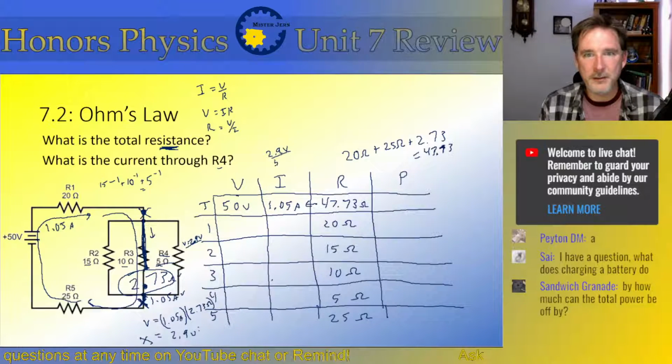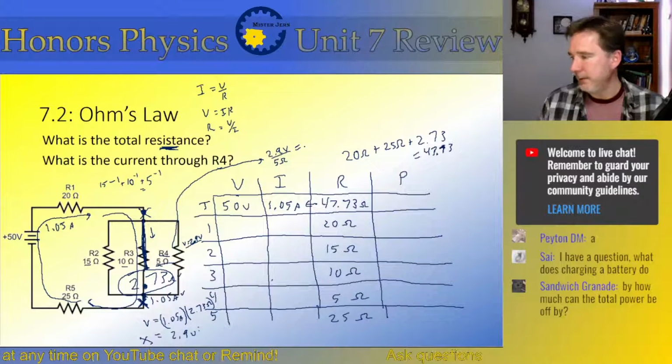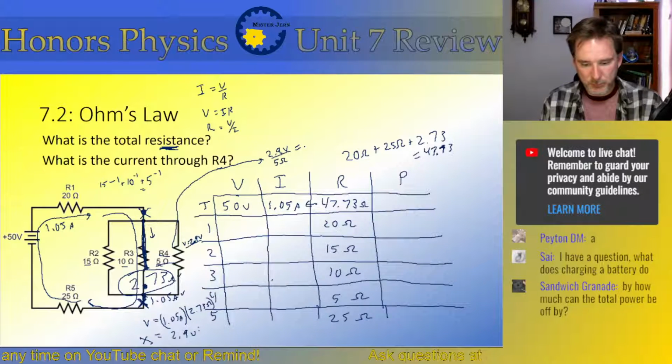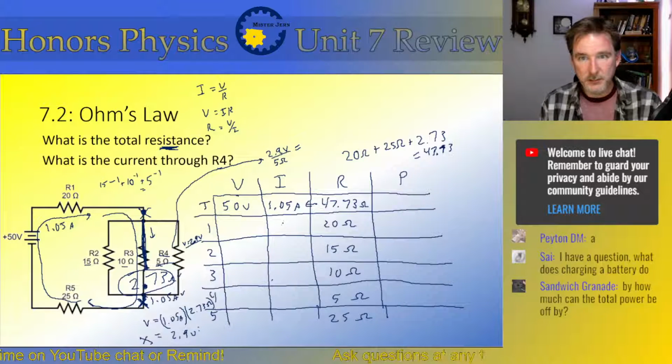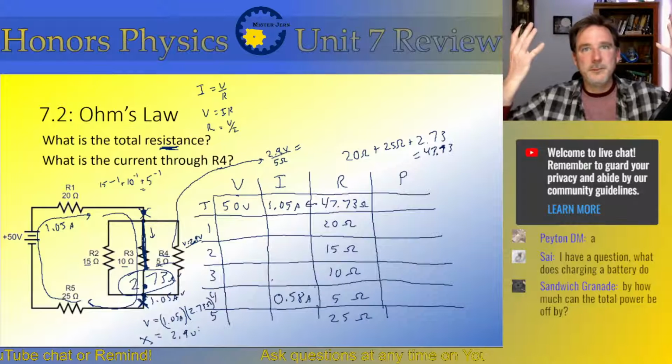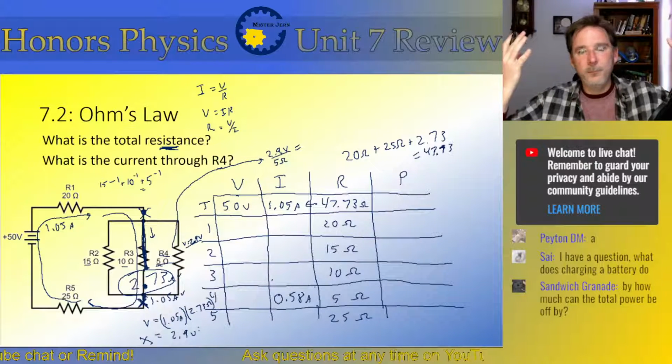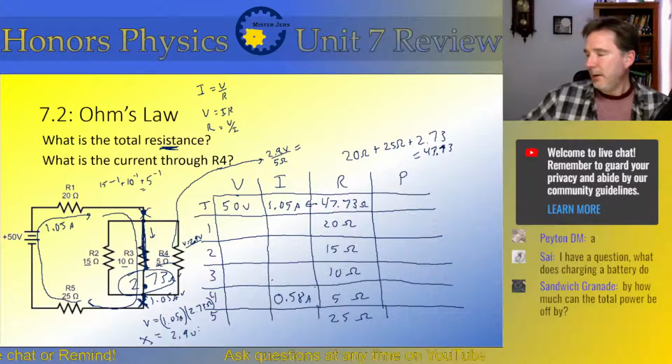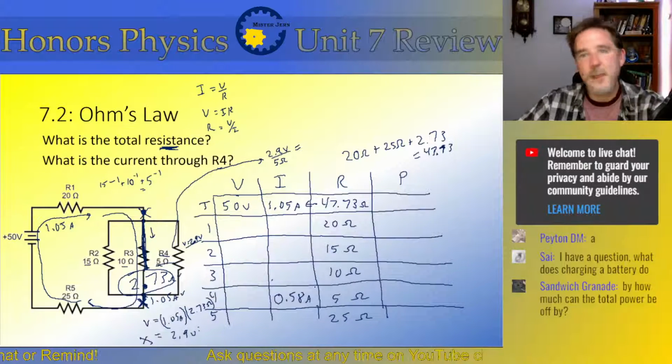V divided by R. R is 5 because it's this resistor right here, R4. 2.9 divided by 5 gives me 0.58 amps. R4 is the one down here. Done. I'm done with this question. Did I get it right? I think so.